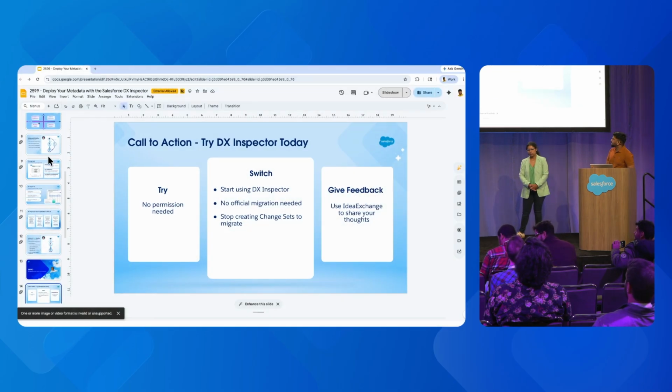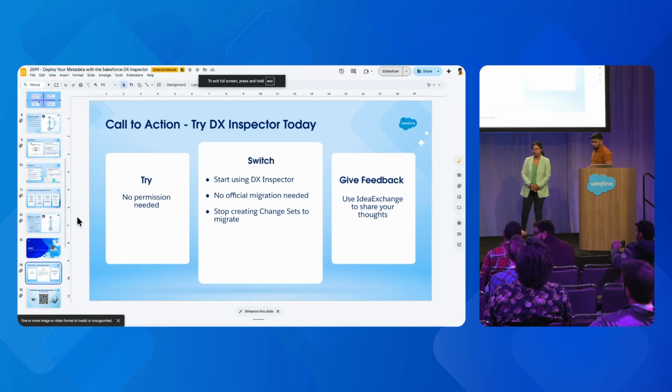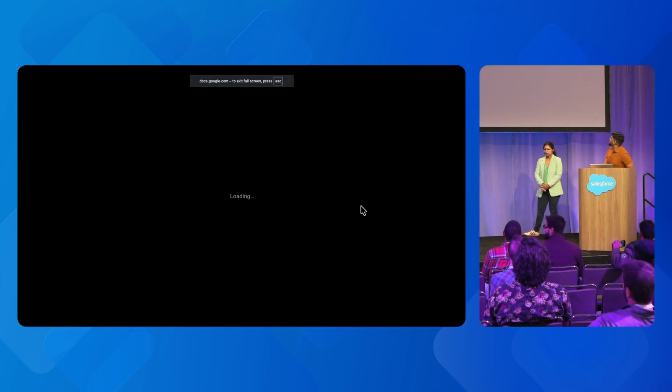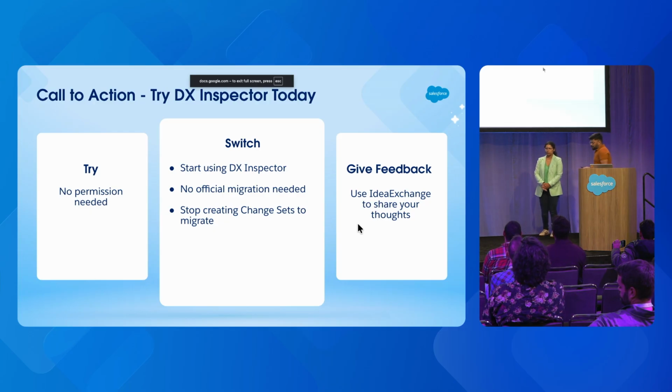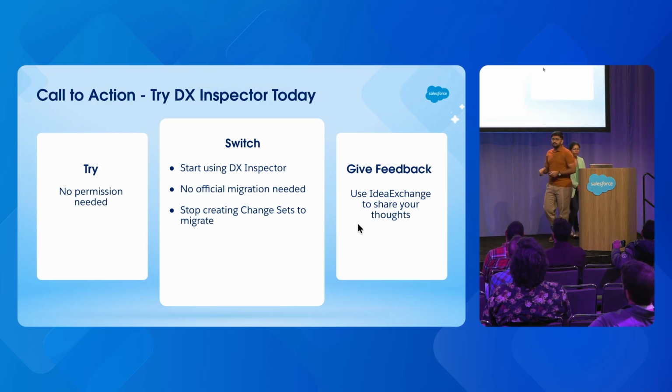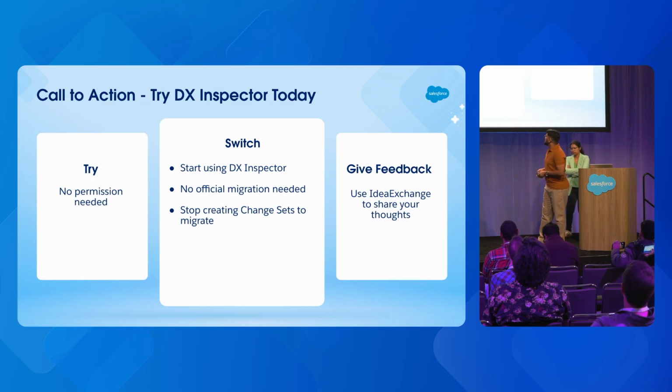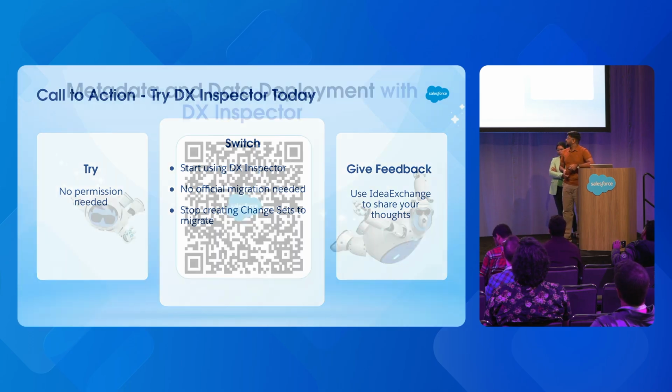Let me continue. So what do we want you to do next? It's simple, no permission required. You just have to enable the org preferences. There is no additional effort required. Enable this in your environment. Start using DX Inspector. Whether you're using metadata deployments or data deployments, all the official documentation is available. Feel free to provide your feedback on Idea Exchange.